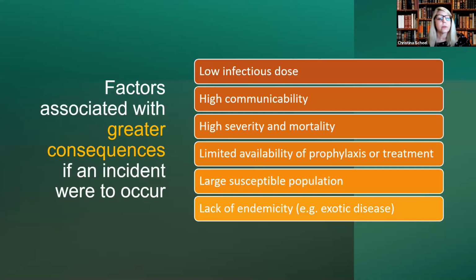Factors that are associated with greater consequences if an incident were to occur, almost all of which relate to the biological agent, are low infectious dose, high communicability, high severity and mortality of disease, limited availability of prophylaxis and treatments, having a large population that's susceptible to this biological agent, and lack of endemicity. In other words, is this considered an exotic disease where your laboratory is?